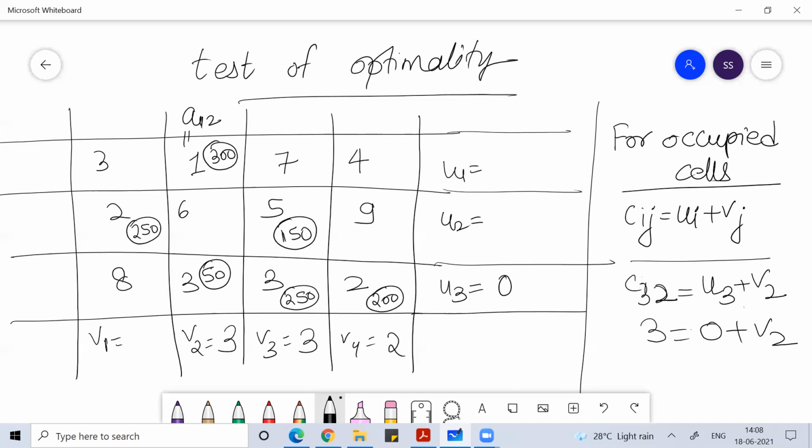So what if U3 is 0? Then the cost element is the same value the V will get. Simple.